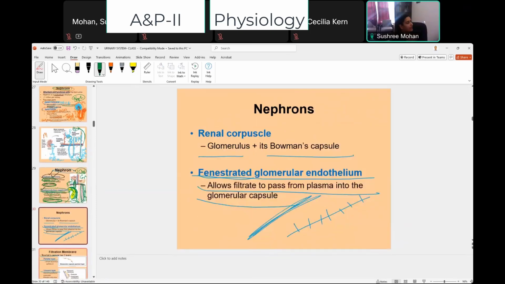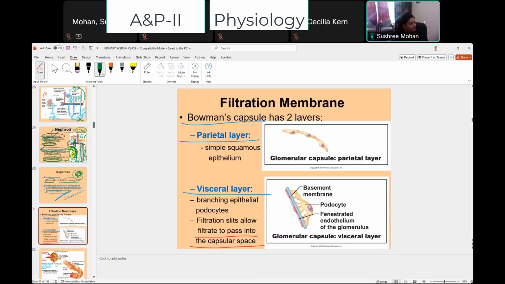So nephrons, what we understood, consist of the renal corpuscle, which is the glomerulus, the ball of arteries, and then a capsule around it called the Bowman's capsule. Next, the fenestrated glomerular endothelium. We're going to read about it in a little more detail. It allows the filtrate to pass from plasma into the capsule. The glomerulus is the main junction where the filtration is happening.